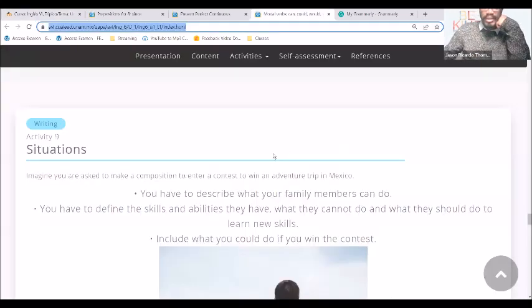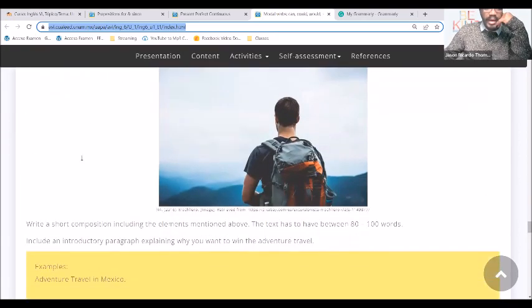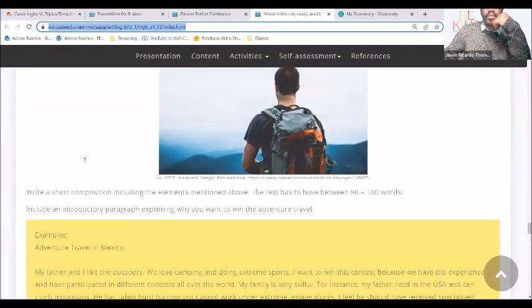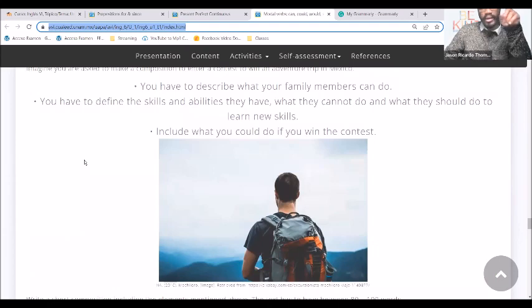Modals. In the modals activity, you were supposed to focus on writing a composition. Now, this composition is like a competition essay. You're looking to win a contest of a trip in Mexico. So you are practicing your can, your could, your should, and your would. You need to write an essay that 1, describe what your family members can do. 2, define the skills and abilities they have, what they cannot do, and what they should do to learn new skills. And 3, include what you could do if you win the competition.